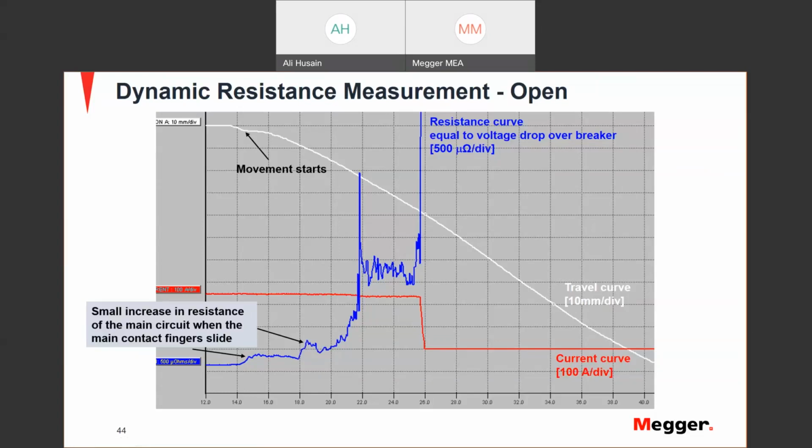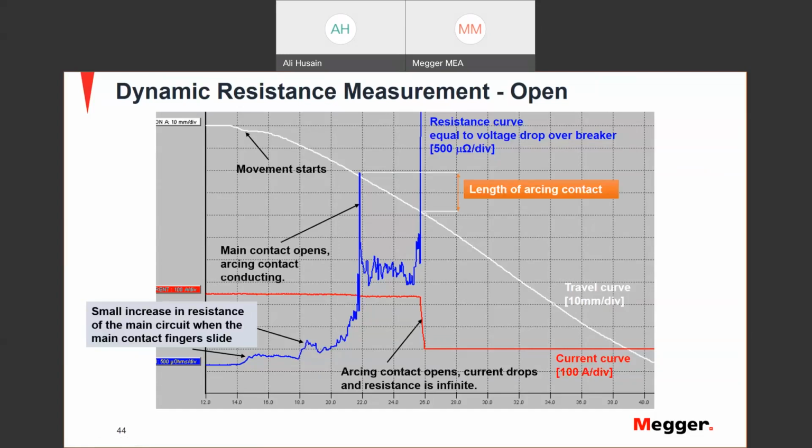I take this in combination with the travel test to measure the length at which these two arcing contacts are touching. So from the start of touching of the arcing contacts till the full open of the breaker, the movement measurement in millimeters, the difference between them will give me the length of my arcing contacts.